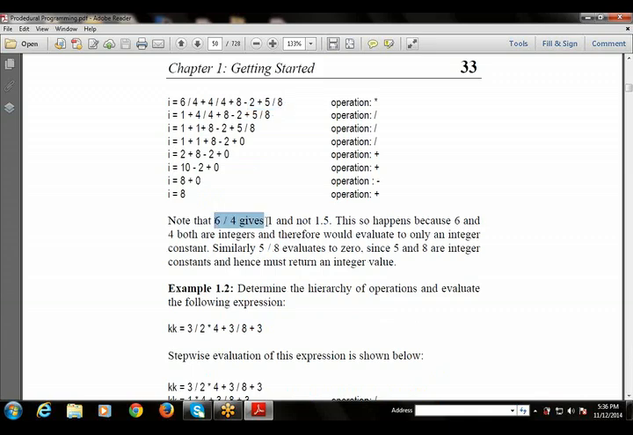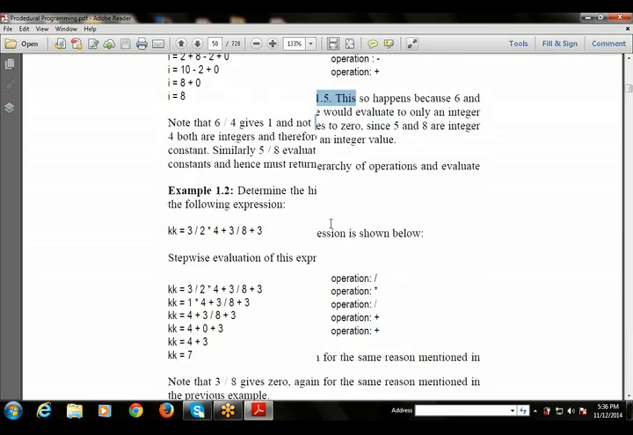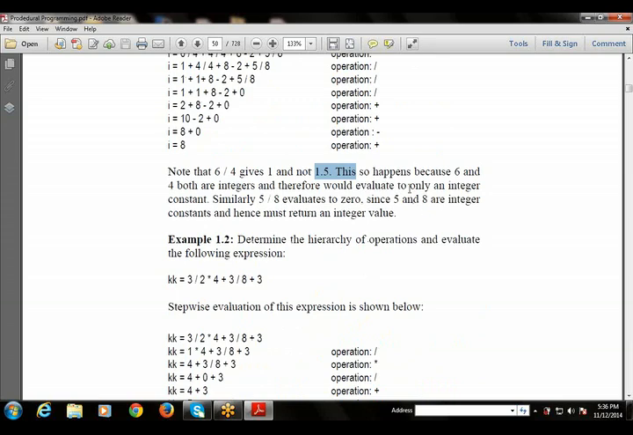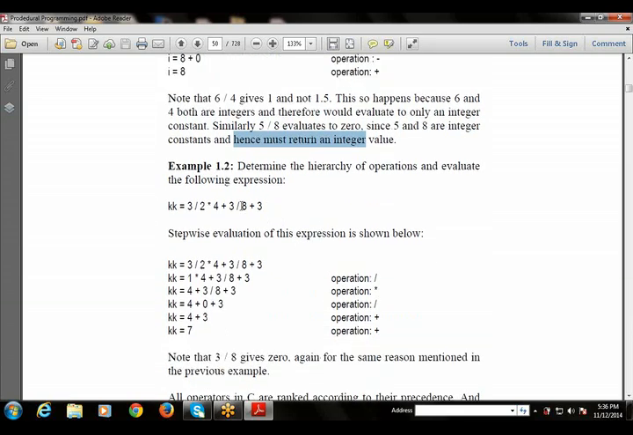Note that 6 by 4 gives 1 and not 1.5. Why? Because it is an integer value and an integer constant. This happens because 6 and 4 both are integers and therefore the result is only an integer constant. In the same way, this gives 0 because 5 and 8 are integers and the result must be read as an integer value.